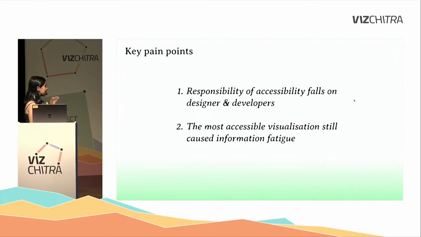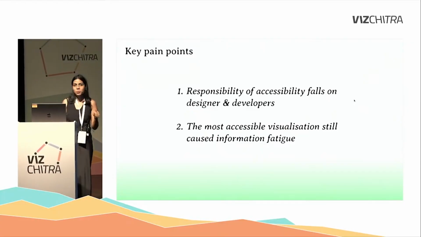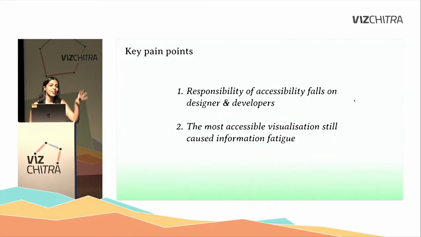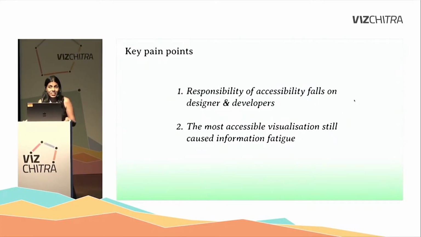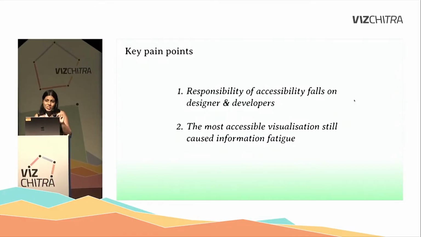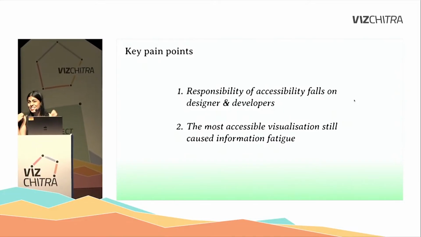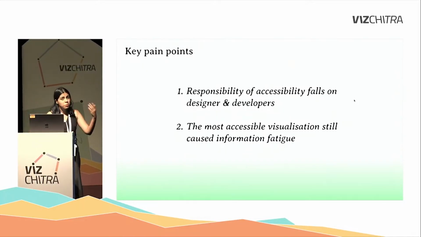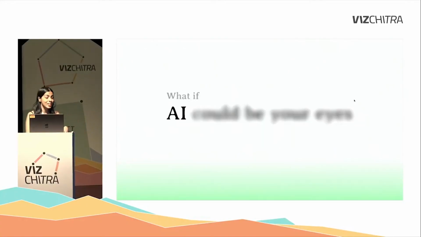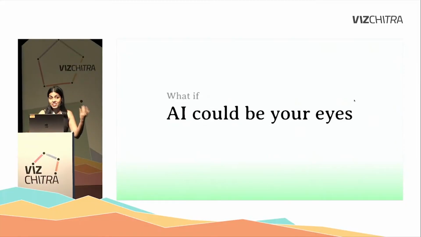And so what we're navigating are these two key pain points. The responsibility of accessibility currently falls on designers and developers, right? And we cannot always hope that they get it right. And second, even if they do the job right, the most accessible visualization will still cause an excessive amount of information fatigue to people with visual impairment. And so we asked, can we take this burden away from designers and developers and make our screen readers accessible themselves with AI, in a way that they could be the eyes?